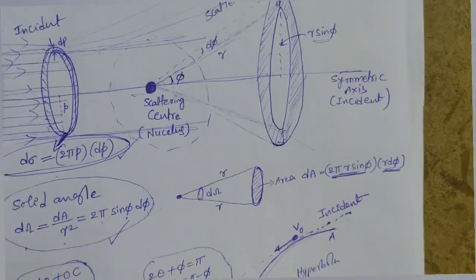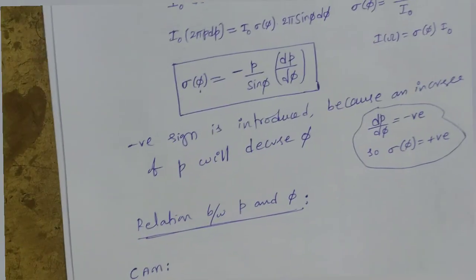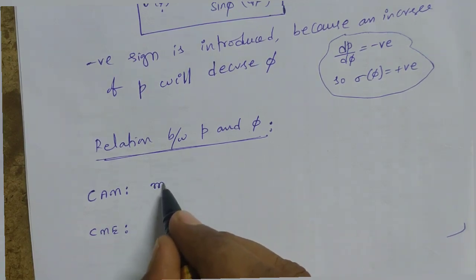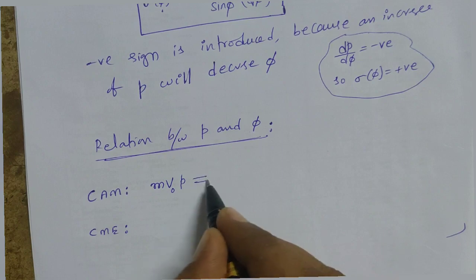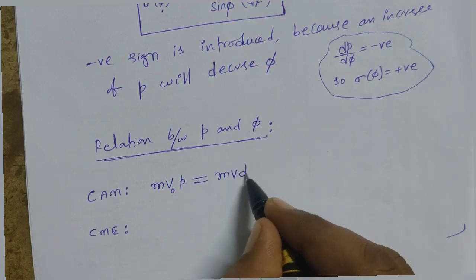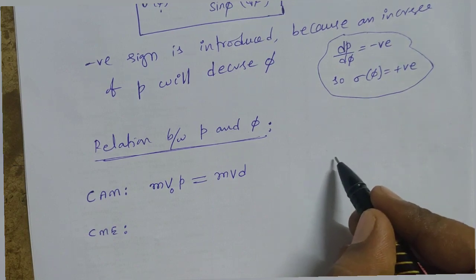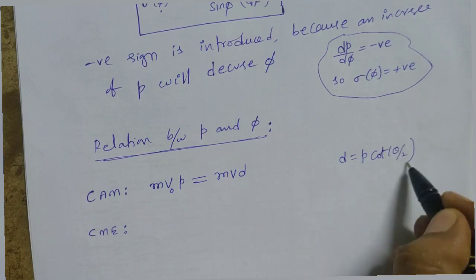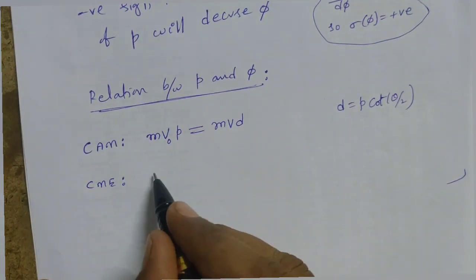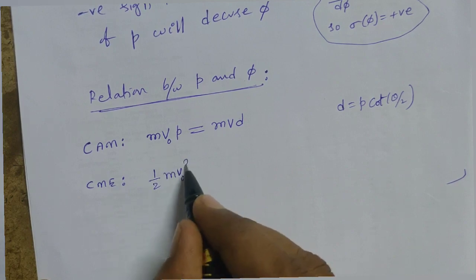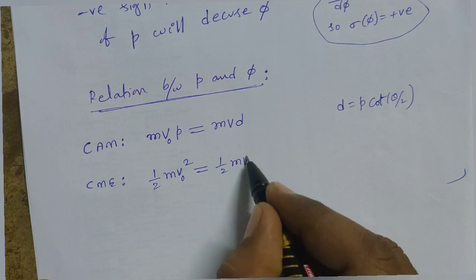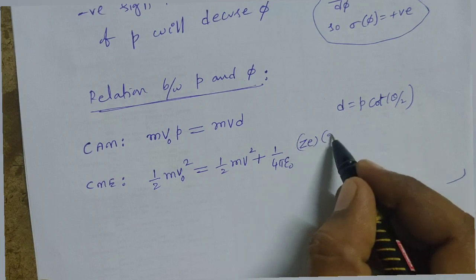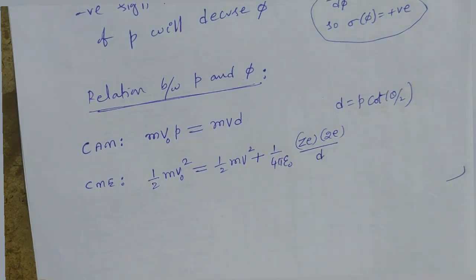Here it is required in my derivation. When I apply the conservation of angular momentum with respect to the nucleus, the initial angular momentum is m v0 into perpendicular distance P. The final is m v into the distance d. Just now we derived that d will be equal to P cot of theta by 2. Now energy conservation. When it is far away, assuming it has only kinetic energy, there is no potential energy. When it is at the nearest point, it has kinetic energy and also potential energy, 1 by 4 pi epsilon naught q1, that is the nucleus charge, times q2 divided by the separation d.